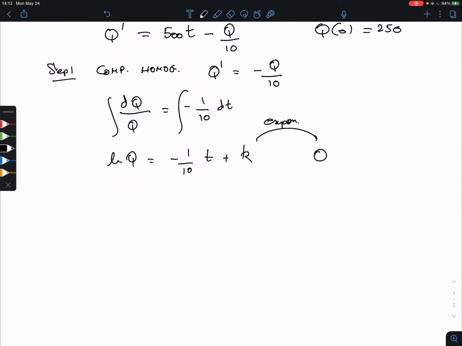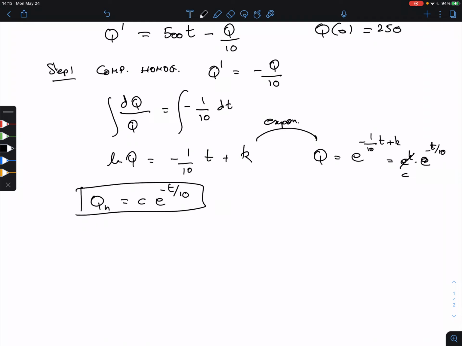So we get Q equals e to the minus 1/10 t plus k. We split that off: e to the k times e to the minus t over 10. And then e to the k becomes our new constant c. So our homogeneous solution, let me write a subscript now to remind ourselves what this is, Q_H equals c e to the minus t over 10. Now, that's not a solution to the actual problem.